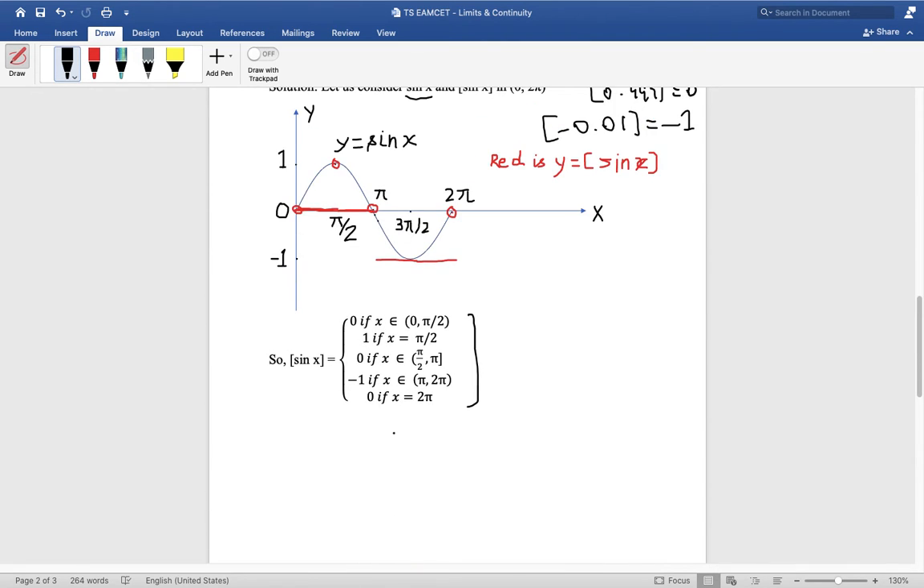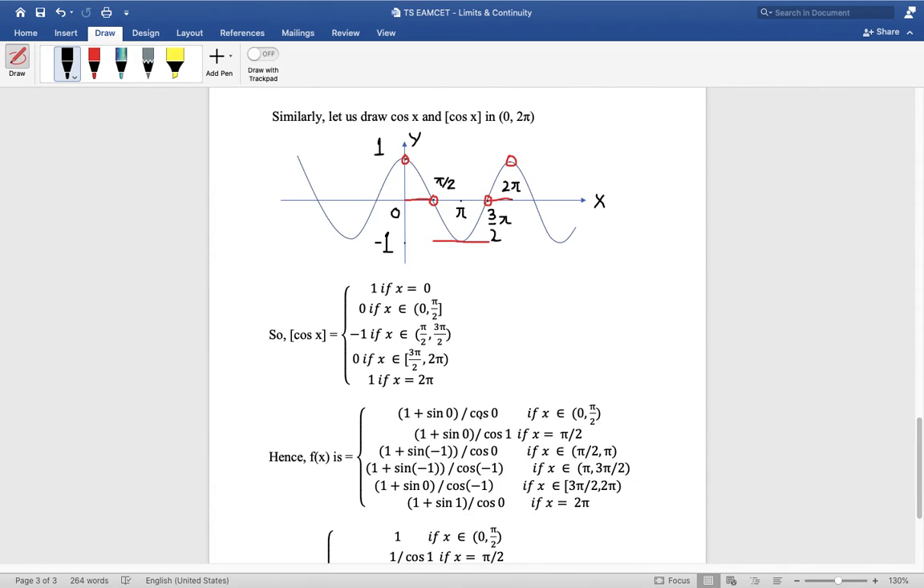Okay, so now we can define cos x as well. We will divide it in 4 intervals, 0 to pi by 2 and pi by 2 to pi, and pi to 3 pi by 2 and 3 pi by 2 to 2 pi. And we are also going to consider x equals to pi by 2 and 2 pi as separate points, because as you can see, at pi by 2 the function becomes 1 plus sine 0 by cos 1, and before pi by 2 it was 1 plus sine 0 by cos 0.